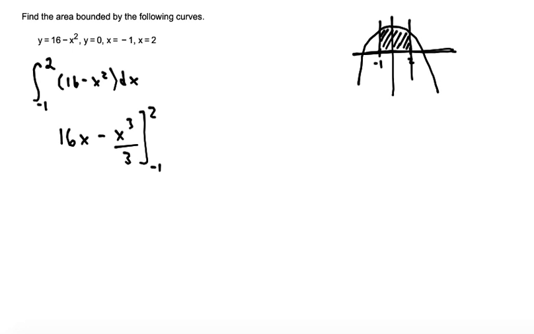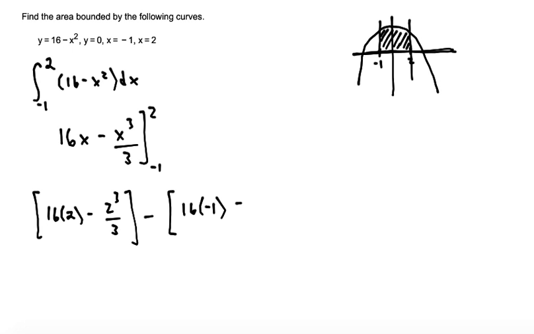So then we plug in the top number first to get 16 times 2 minus 2 cubed over 3 minus, plugging in the bottom number, 16 times -1 minus -1 cubed over 3. So 16 times 2 is 32, minus 2 cubed is 8 over 3. We have a minus. 16 times -1 is -16, but then bringing in the minus makes a plus 16.